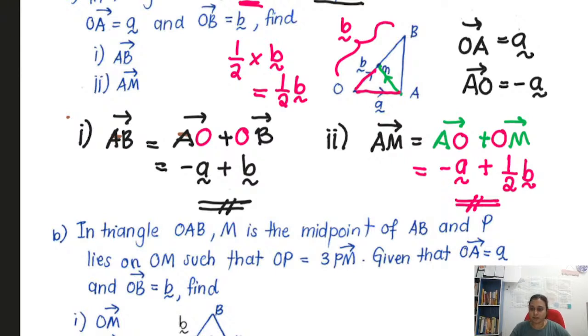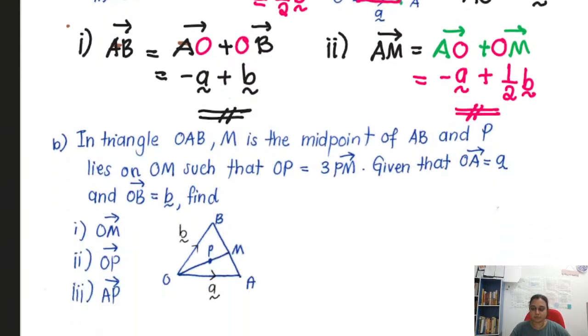Okay, teacher scroll down. Okay, B. Okay, let's look at B. Okay, in triangle, dalam segitiga OAB, M is the midpoint. Okay, M ialah titik tengah untuk AB.